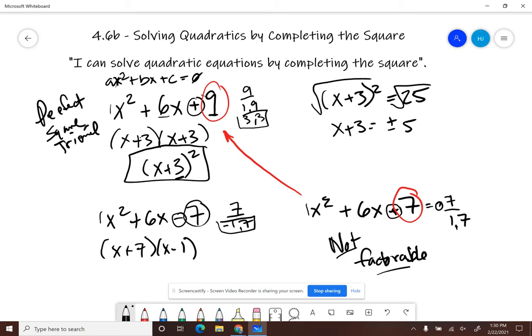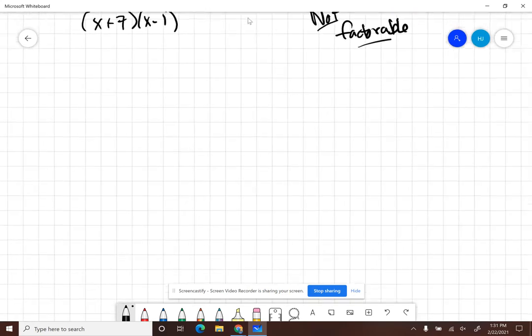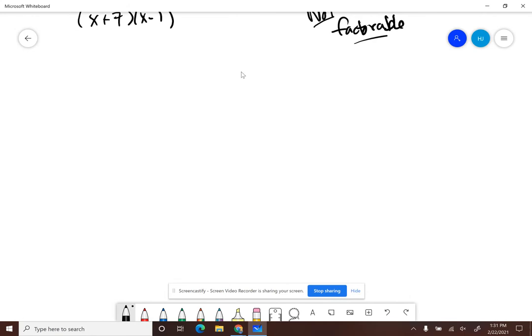But now I'm going to show you a method that will help you to be able to do this, and it is called completing the square. Okay, so watch this. Here's the original problem we had: x squared plus 6x plus 7. And let's say again, we're setting that equal to 0.